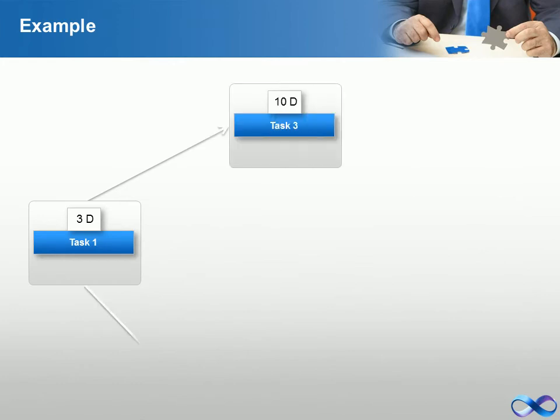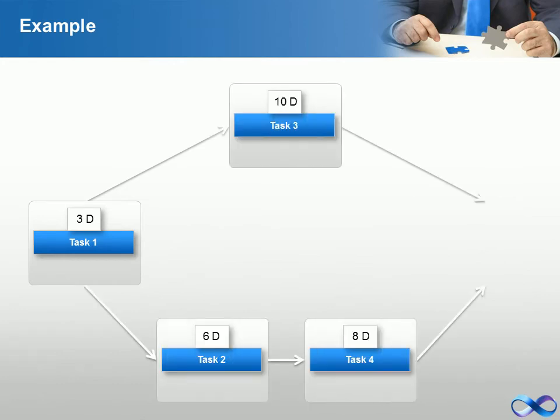Let us try to do this through an example. For the network diagram shown, we have to calculate the critical path and slack for all the tasks. The customer wants the tasks to be completed within 25 days, so we also have to calculate the project float.